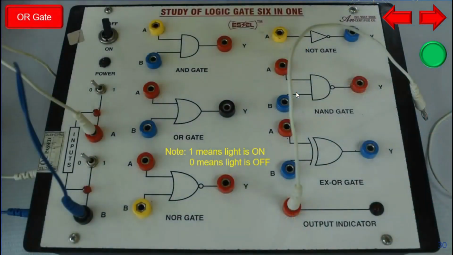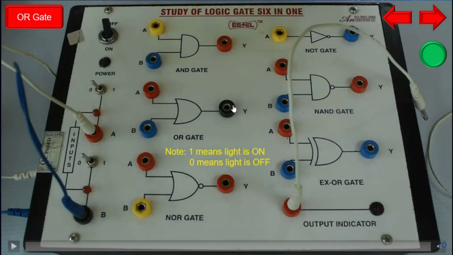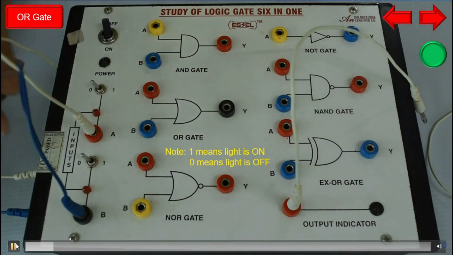Next is the OR gate. Observe again the input and output indicators. You can pause after this clip and try to construct its truth table.